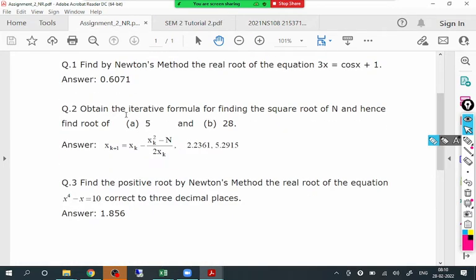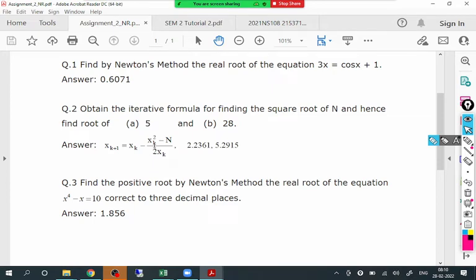The second one is: obtain the iterative formula for finding the square root of N. Hence find the root of 5 and root of 28. Okay, so there are two different questions. In the exam, you will get only one. So the first thing you should write is to derive this equation. This equation is the iteration formula for square root of N.